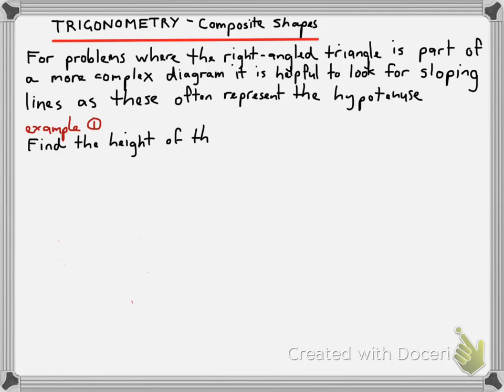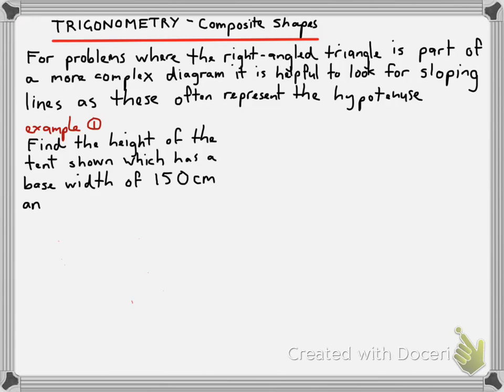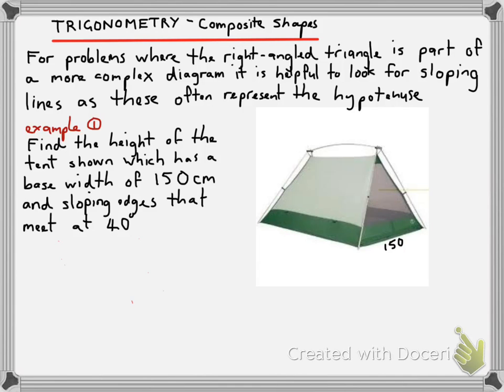So let's have a look at example 1, where we want to find the height of the tent shown, which has a base of 150 centimeters and sloping edges which meet at 40 degrees. So I've marked 150 there on the tent at the base, 150 centimeters, and the angle of 40. Now I'm going to draw that triangle showing the angle of 40, and I need to create a right angle triangle. So I drop a line down the center, splitting that triangle in half.